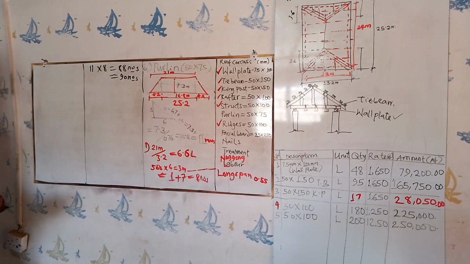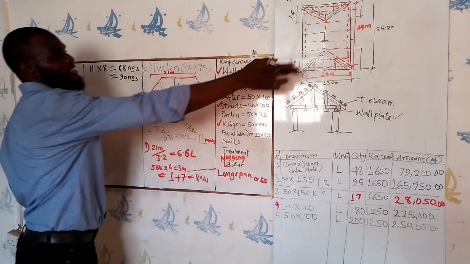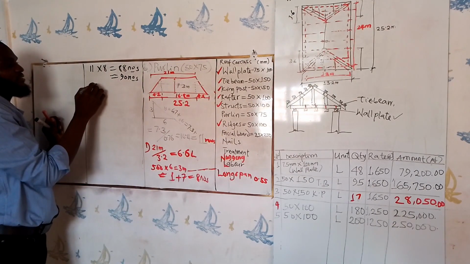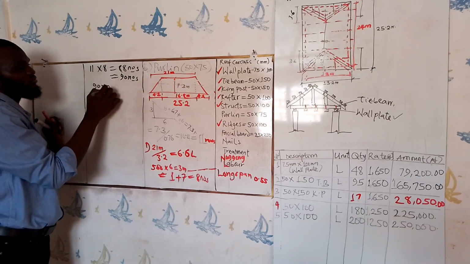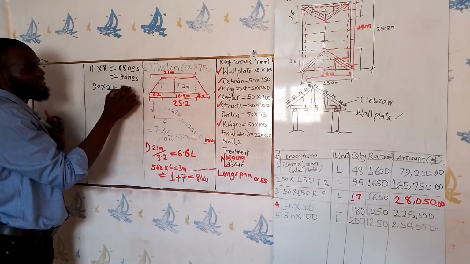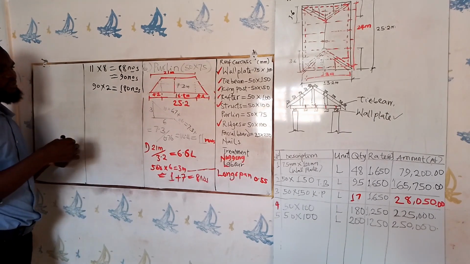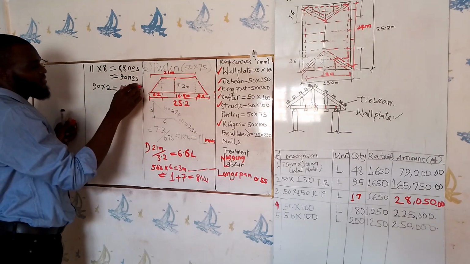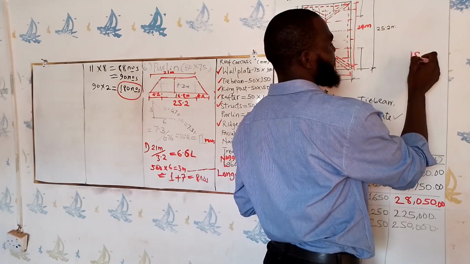Okay, I think we can go on with this. So now times 2 for the other side. So 90 times 2 gives us 180 numbers. It means we need 180. Let's write it out. 180.